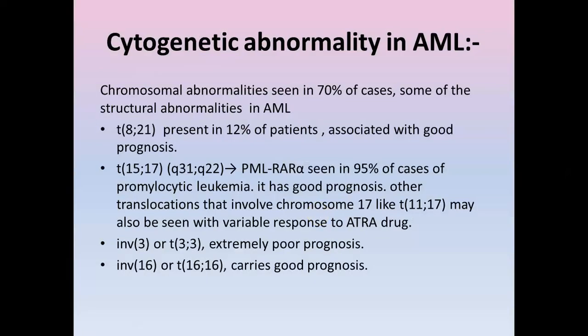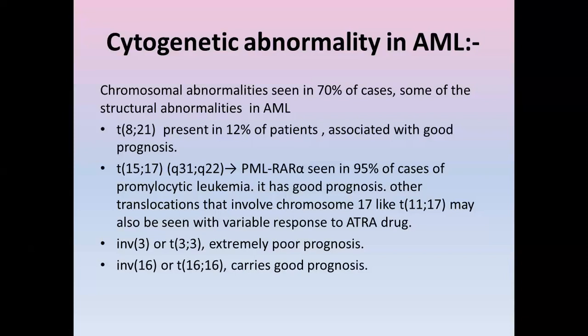Regarding cytogenetic abnormality in acute myeloid leukemia, the chromosomal abnormality in acute myeloid leukemia is seen in about 70% of the cases. Some of the structural abnormality in the AML is translocation 8-21, which is present in 12% of the patients and associated with good prognosis. Translocation 15-17, q22, q21, PML-RARA, which is the promyelocytic leukemia gene and retinoic acid receptor alpha gene, seen in about 25% of the cases of promyelocytic leukemia and has a good prognosis.